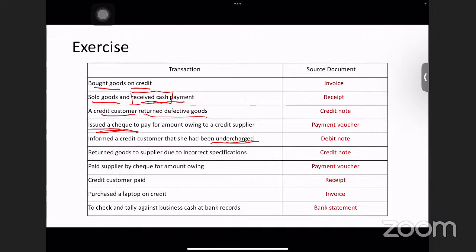Okay, next, return goods to supplier. So again, I return goods, credit note. Next one, pay check. So pay money, payment voucher, receive money, receipt. I pay a check, payment voucher.